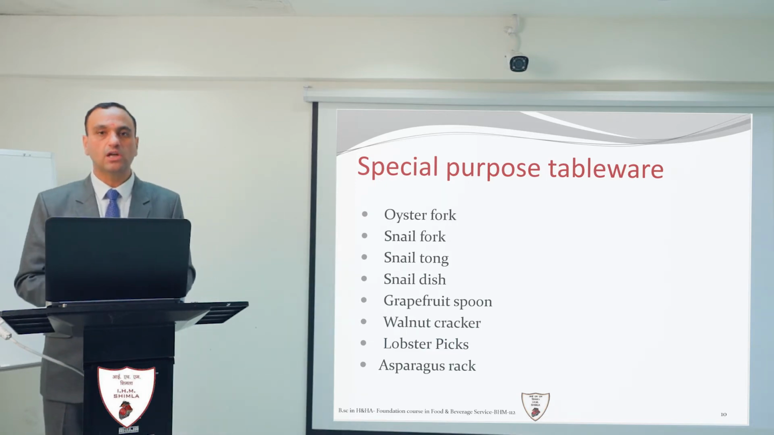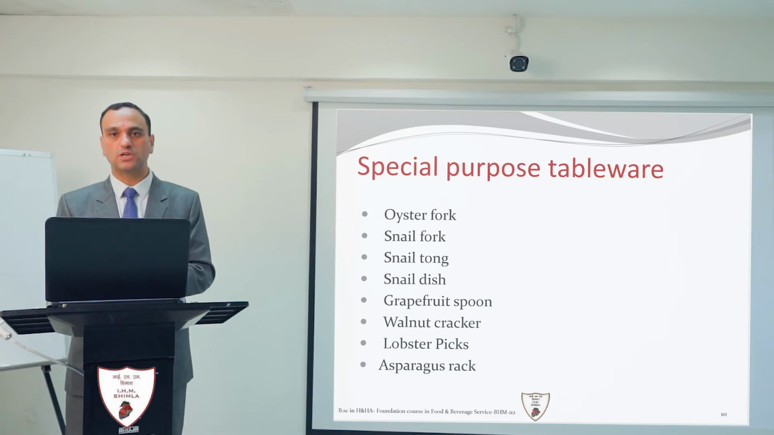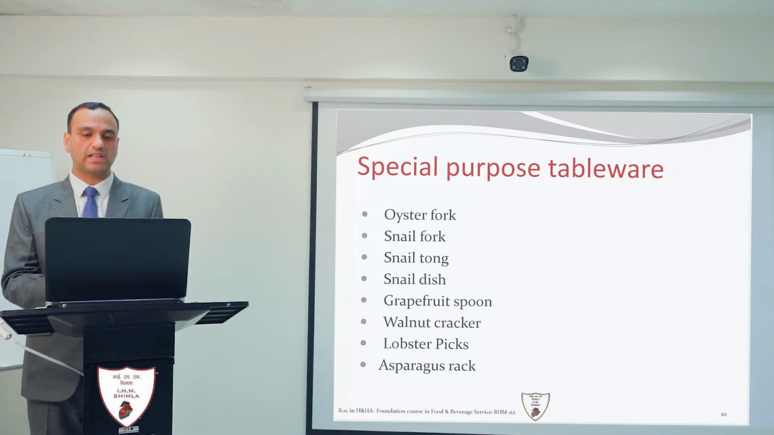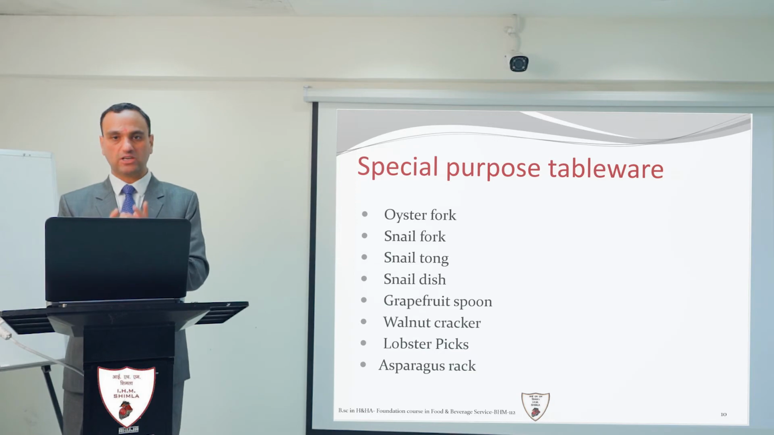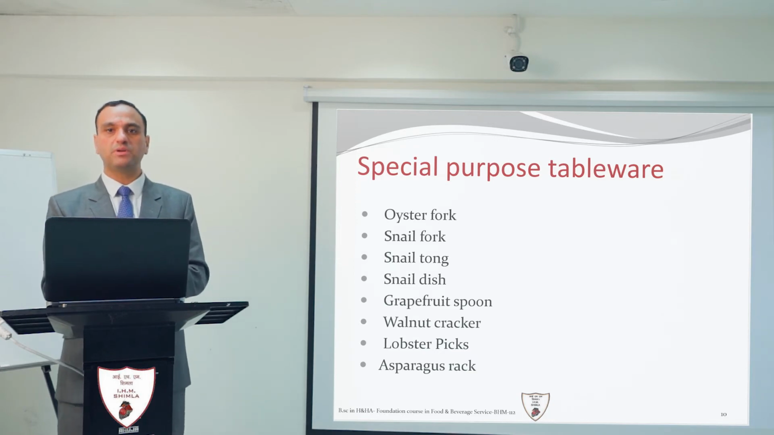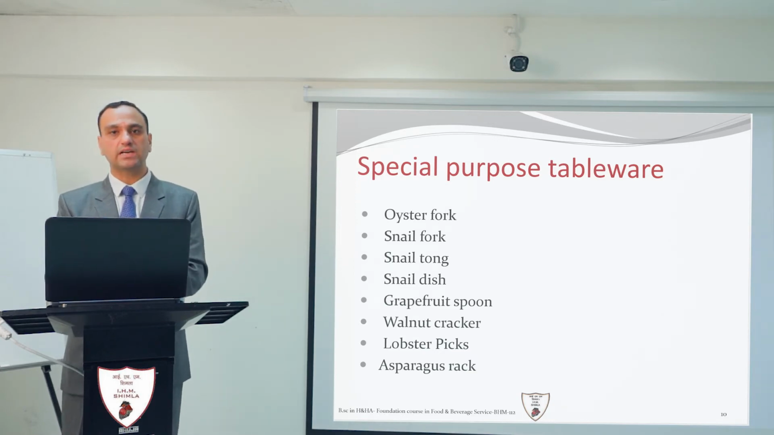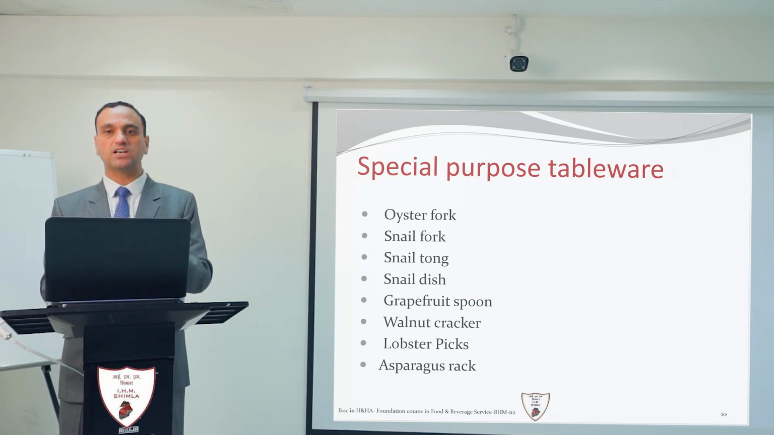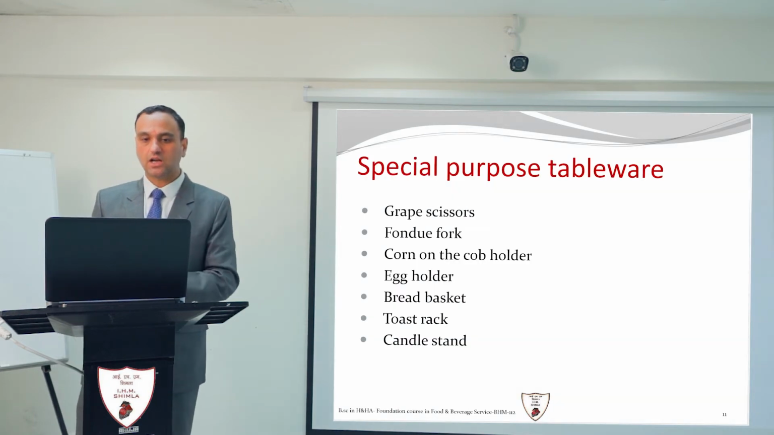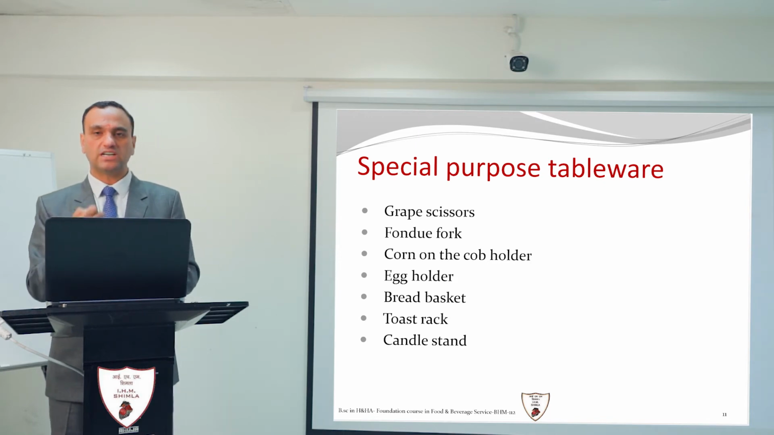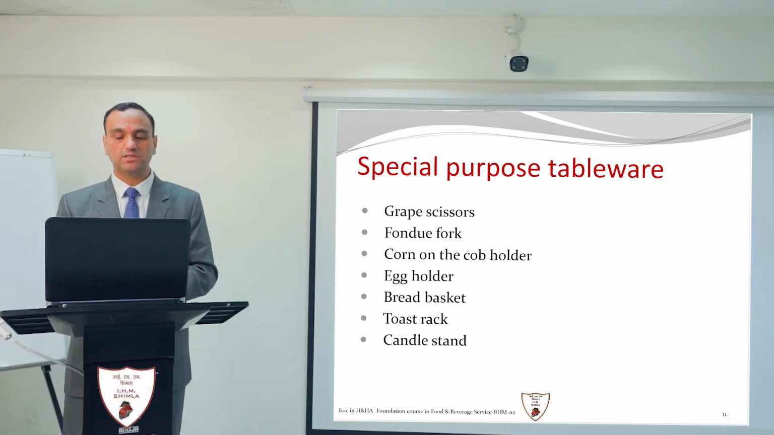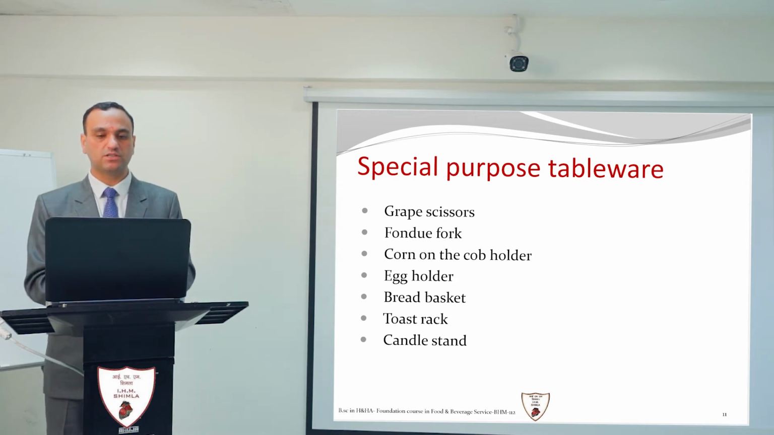Next is the lobster pick. The lobster pick is used just to pick the lobster and keep it on the plate. There's an asparagus rack. Asparagus is a type of vegetable. While we need to have asparagus, it will be served in a wrap, so it can be served to the guest and the guest can take the asparagus from that wrap. Another special purpose tableware is grape scissors. Grapes are very difficult to pick, so that's why we use grape scissors, so you can comfortably take the grapes to your plate.